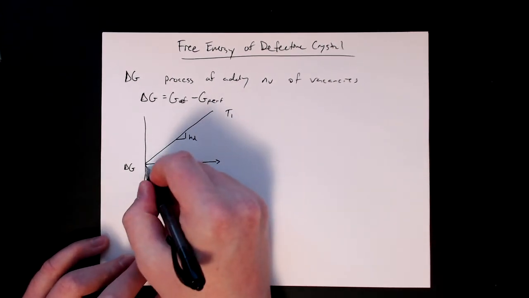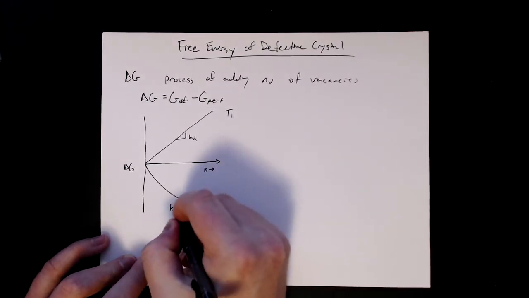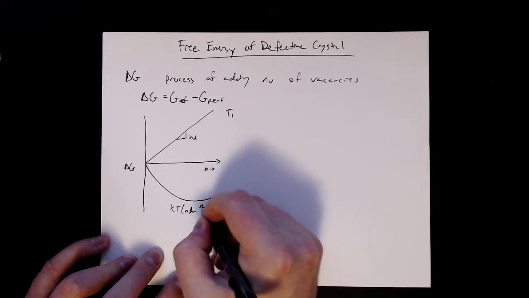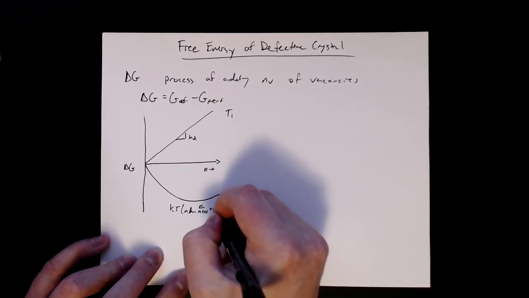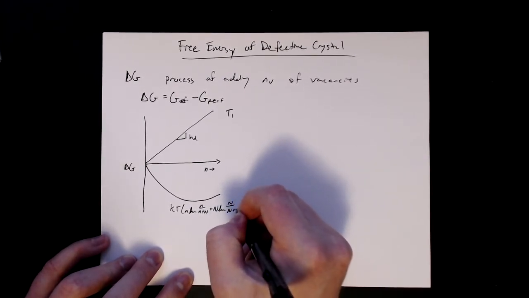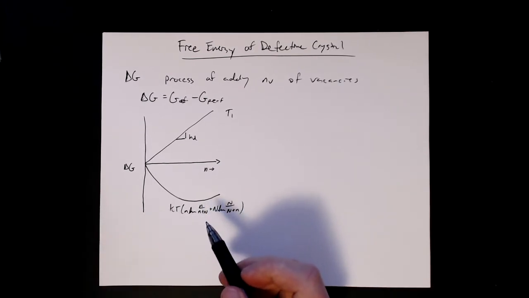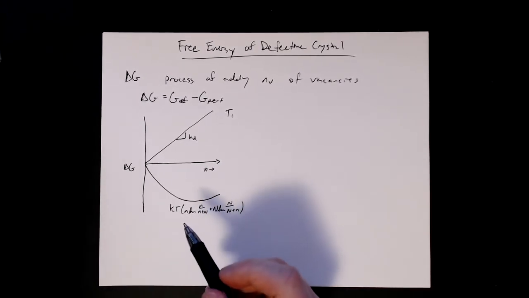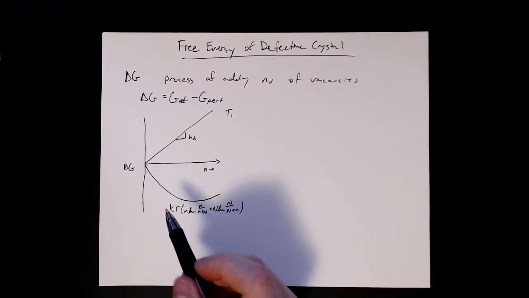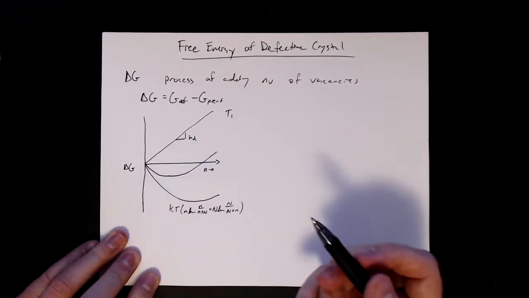Then we have the entropy term, which is kT times n natural log of n over n plus N, plus N natural log of N over n plus N, right? So basically the two terms here, and this is the entropy. If we combine these to graph the delta G, then we get something like this, right?